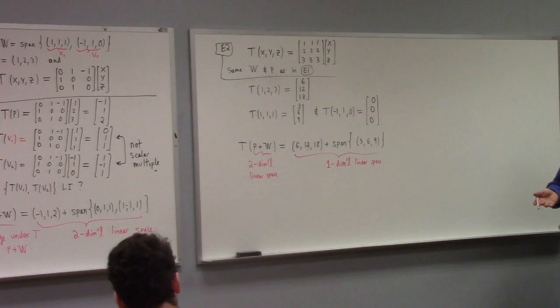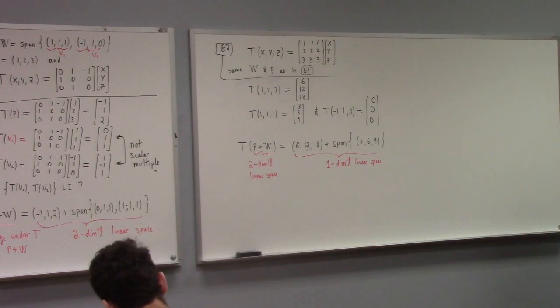How did that happen? When can that happen? This is really one of my fundamental questions that I want to ask today: when can we anticipate that the linear transformation will not maintain the dimension of the linear space that we're mapping?